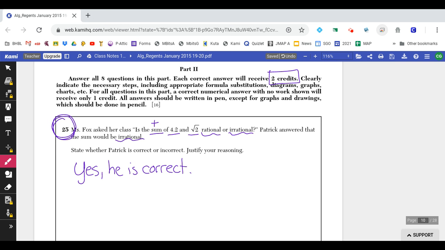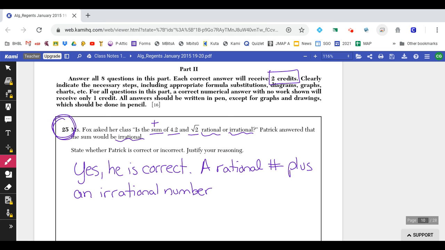And my reason is that a rational number plus an irrational number is always irrational.